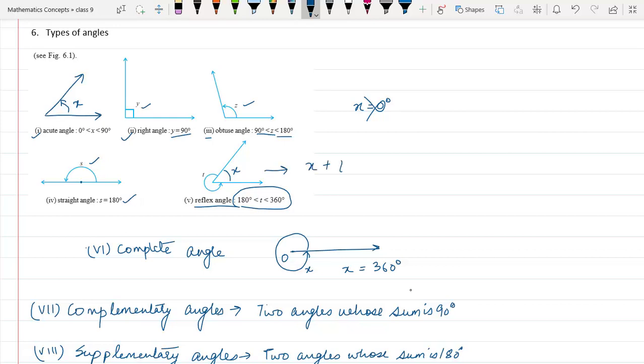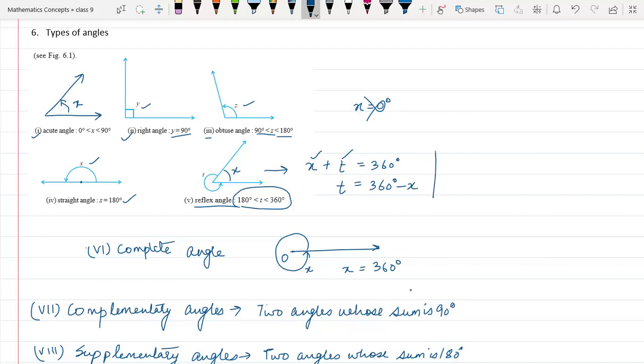x plus t is equal to 360 degree. This will help you to find the value of reflex angle very easily. We know this is the reflex angle. Suppose you know the value of x, so you can say t equals 360 minus x.